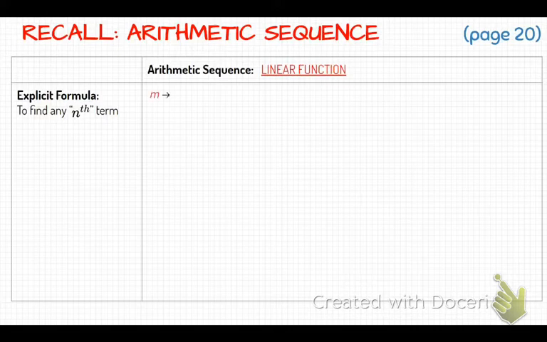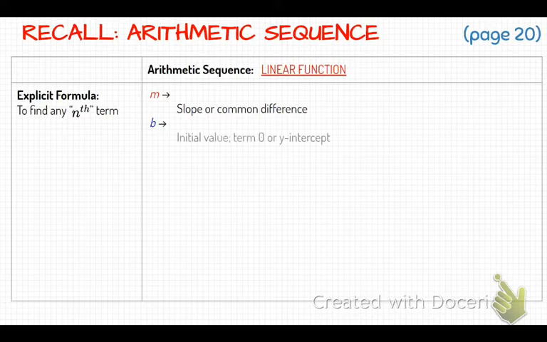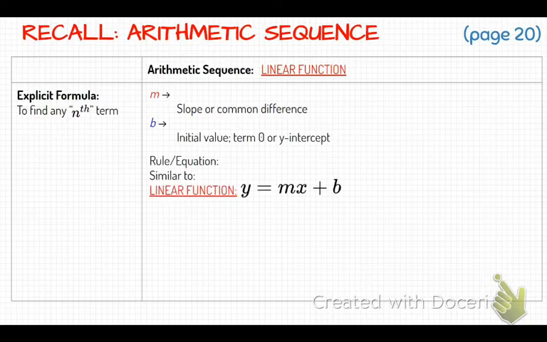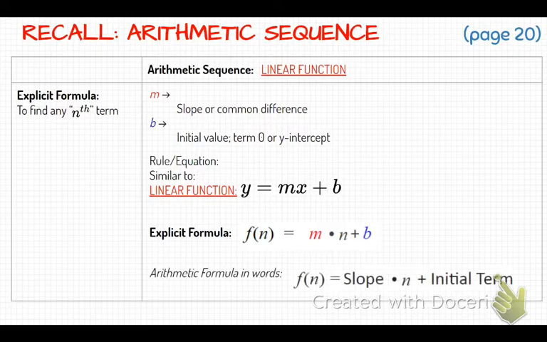What was m? The slope. Good. What is the b value? The y-intercept, or what else did we call it? Initial value, good, or our zero term, perfect. And then our rule was close to a linear function, which was y equals mx plus b. Instead, we had f of n equals m times n plus b. Okay, remember this from Friday?